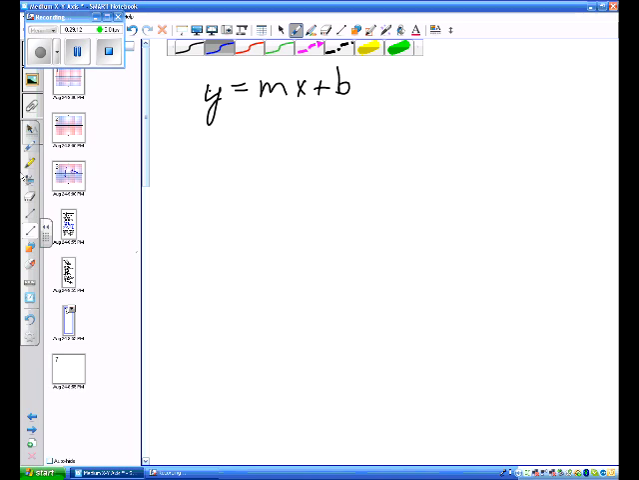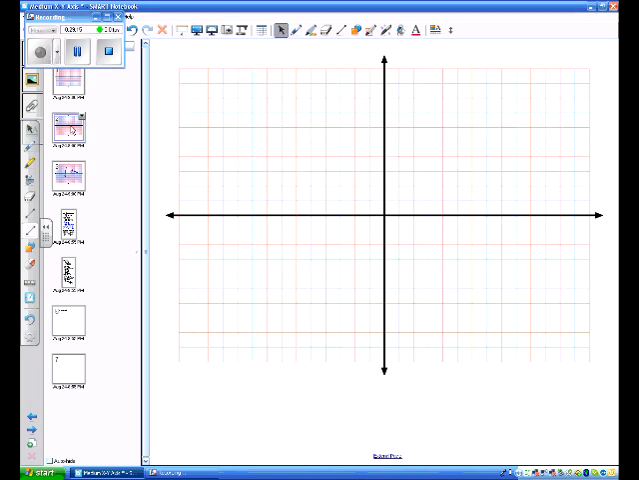Let's say that we want to graph, and let's go to some graph paper here. Let's say that we want to graph y equals 3x minus 2.